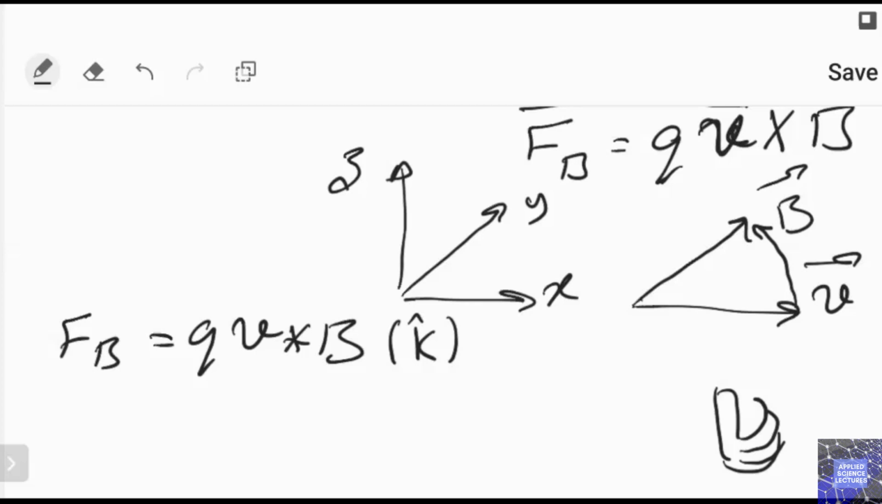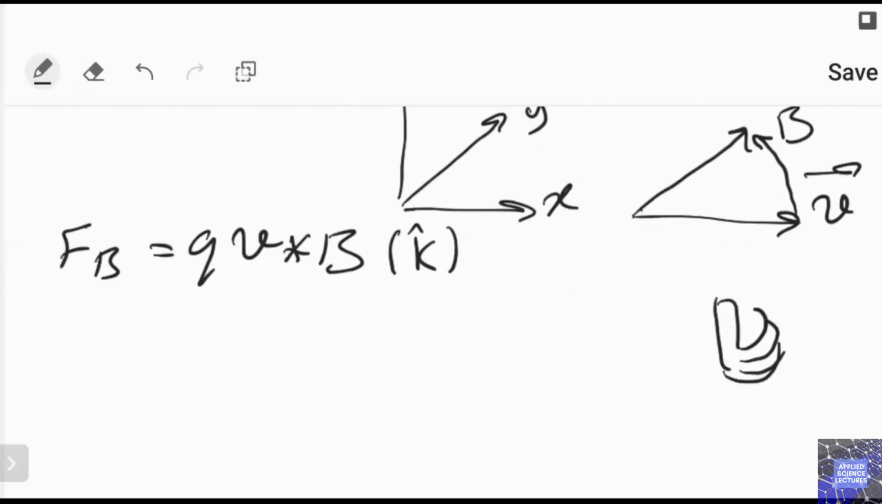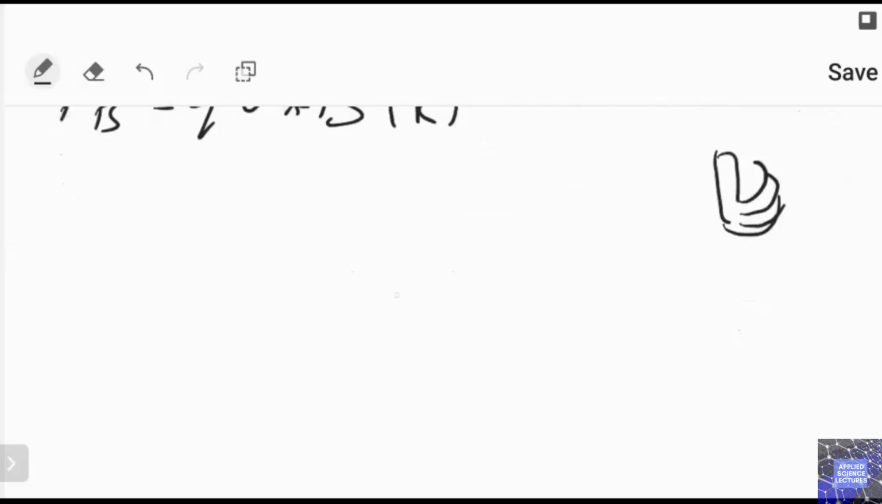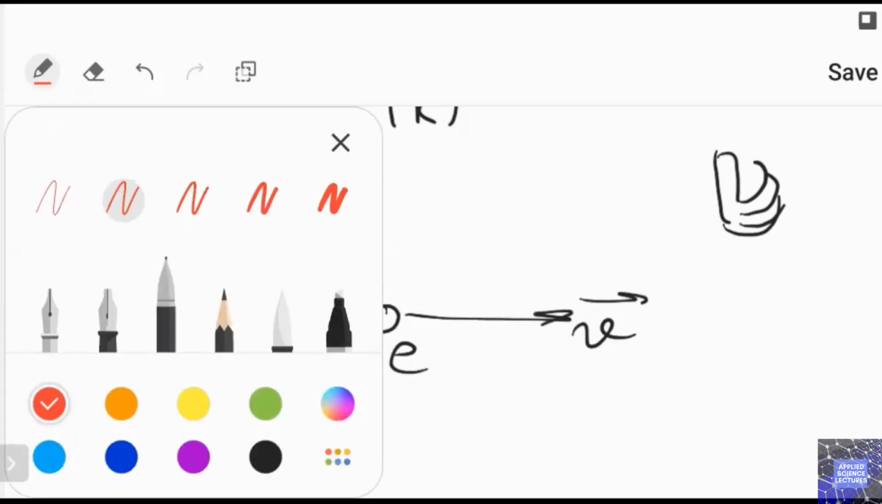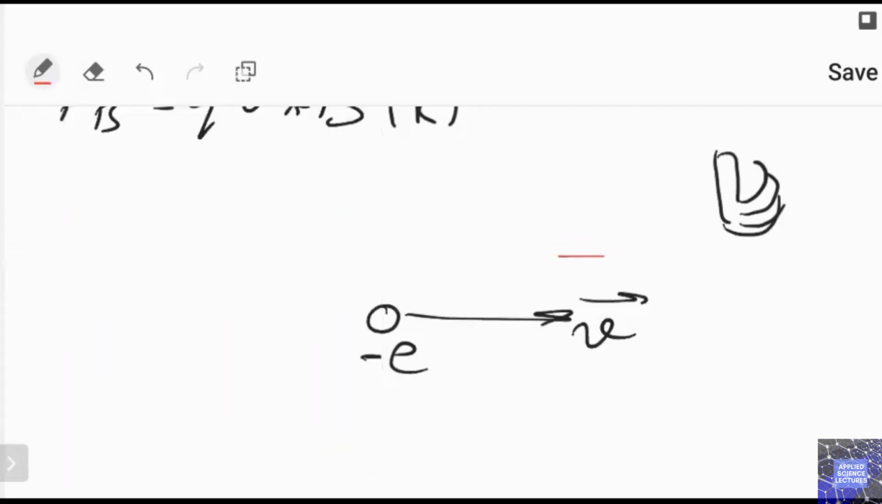For the negative charge, you start with the right hand, and then whatever direction you get, you flip it, or you can use your left hand to find the correct direction. So in this case, if I assume I have a negative charge that is also going in this direction with a magnetic field that is also pointing into the page.